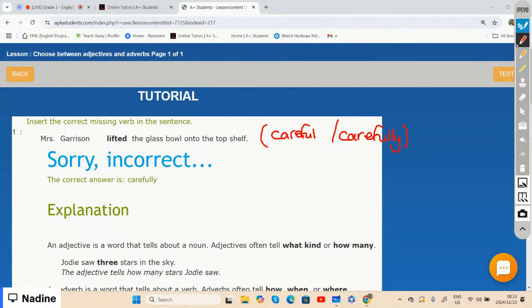All right. And if we were to choose the correct answer, we can say Mrs. Garrison carefully lifted the glass bowl onto the top shelf. So carefully.